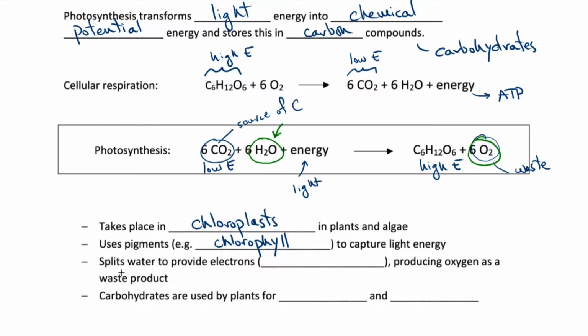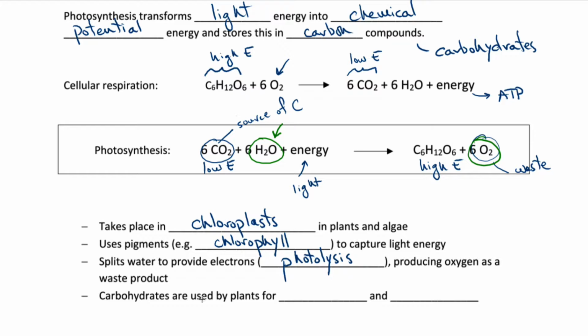So photosynthesis involves a process that splits water to provide electrons for an electron transport chain. There's an electron transport chain in photosynthesis, as we'll see, just like there is in cellular respiration. And to provide electrons for that electron transport chain, photosynthesis splits water. That's a process called photolysis, lysis for splitting, photo for light. So photolysis splits water and makes oxygen as a waste product, and this is the oxygen that we breathe. So photosynthesis not only stores light energy in carbohydrates, but it also provides the oxygen that we need to unlock that stored energy through cellular respiration.